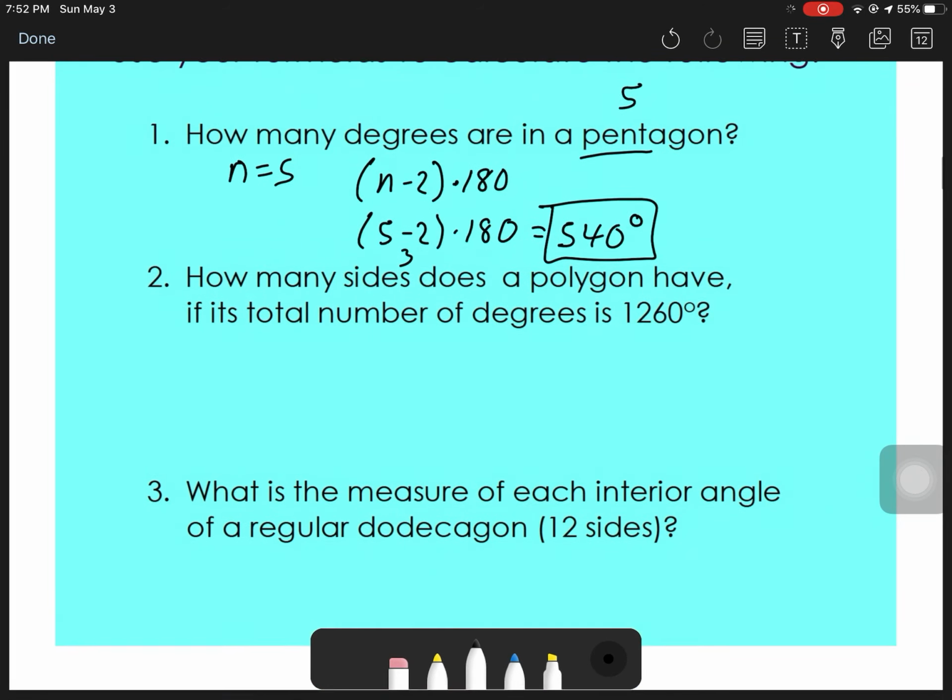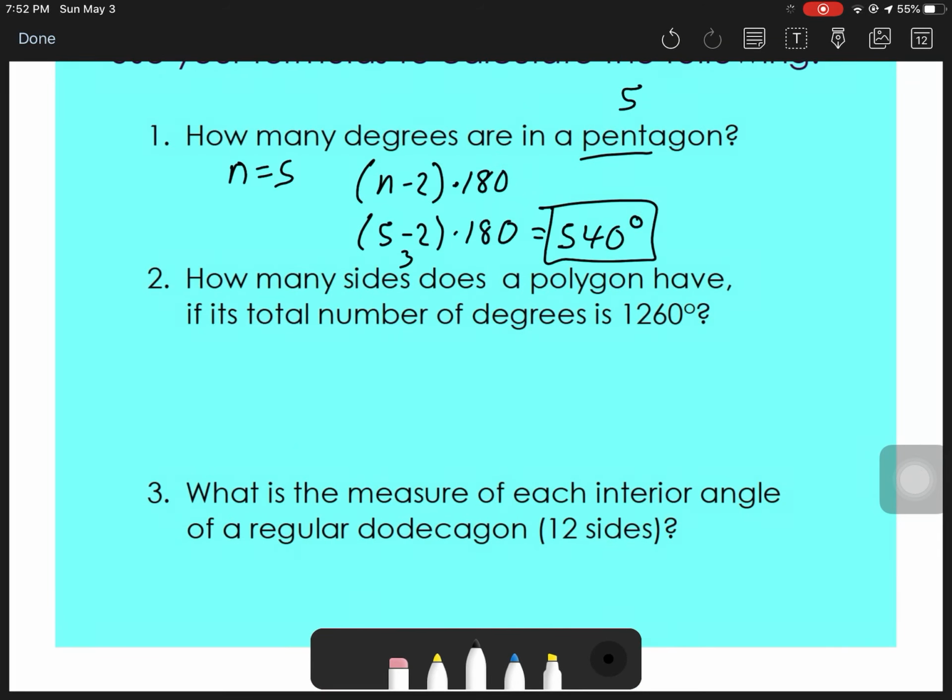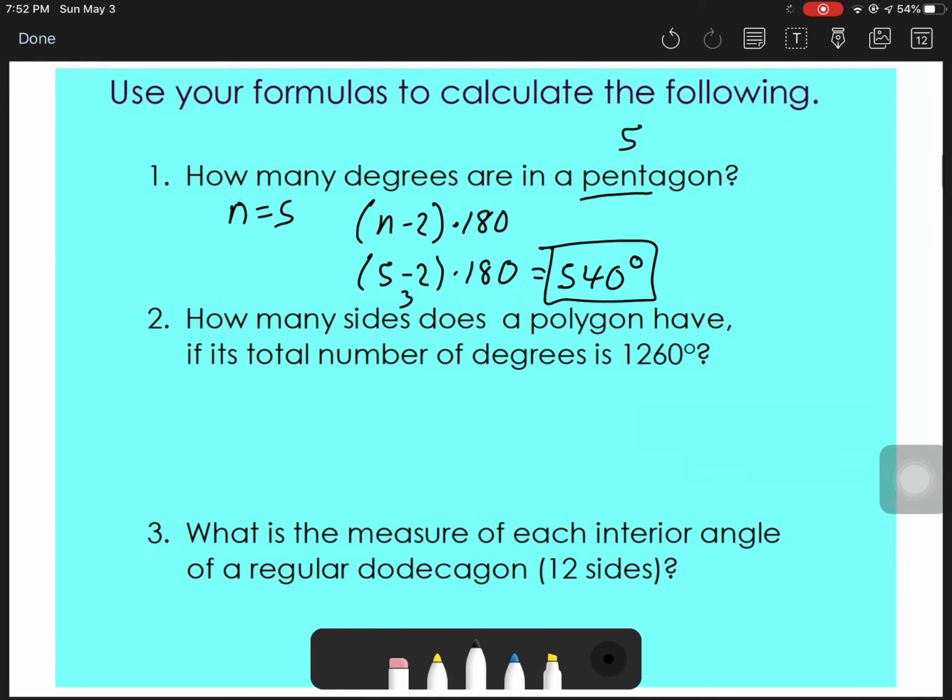How many sides does a polygon have if its total number of degrees is 1260? So this time we're doing the reverse. We don't know the number of sides, but we do know what the final answer is. We know that our equation looks like n minus 2 times 180. So let's set that equal to the total number of degrees, and then solve for n.